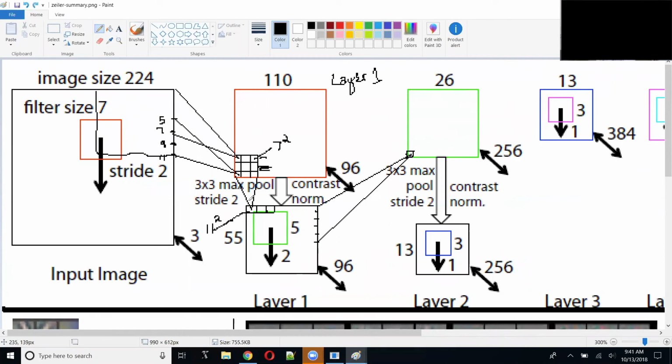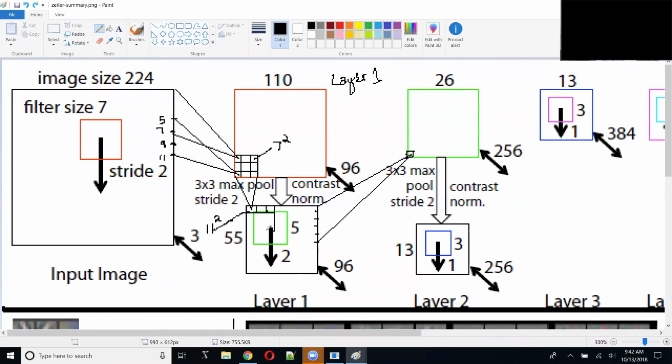9 plus 2 is 11. So it's looking at an 11, this activation patch here is looking at an 11 by 11 square pixel patch. And then the next thing that happens is a max pool layer. This max pool layer is doing a 3 by 3 max pool with a stride of 2 again.